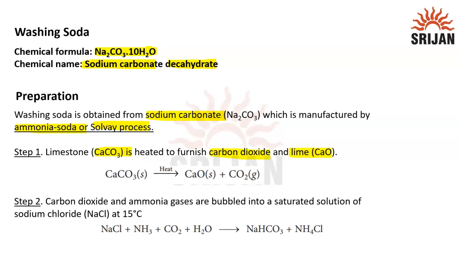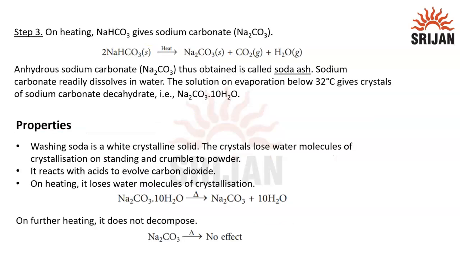In the next step, carbon dioxide and ammonia gas are bubbled into a saturated solution of sodium chloride at 15 degrees Celsius. It means we are reacting NaCl and NH3 with CO2 in water, and we will get NaHCO3, which is sodium bicarbonate, and NH4Cl, which is ammonium chloride. In the very next step, we simply heat NaHCO3 and we get sodium carbonate along with water and carbon dioxide. So this is called anhydrous sodium carbonate.